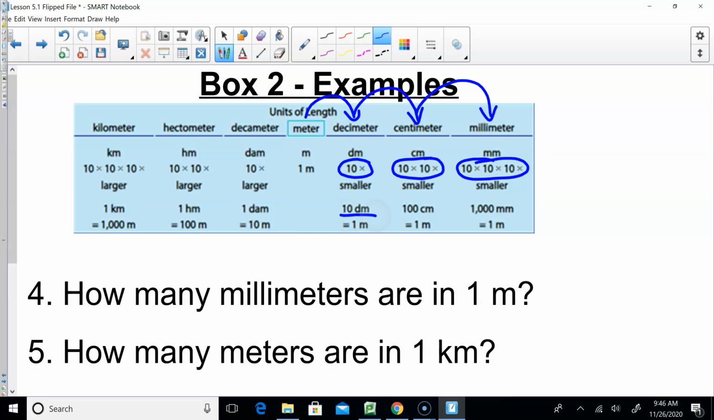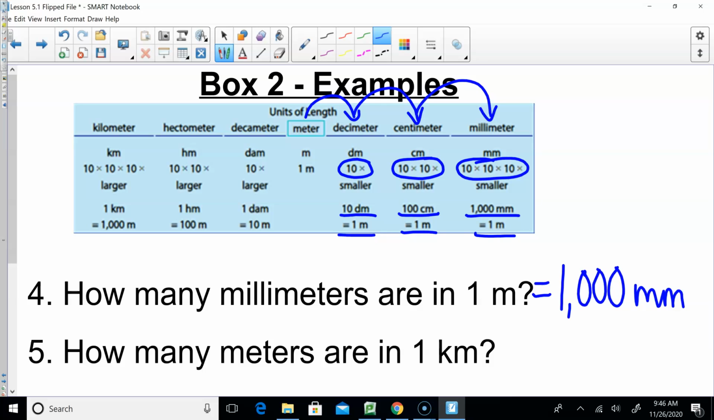So you have 10 decimeters equals 1 meter. Then you times it by 10 again, which would give you 100 centimeters equals 1 meter. And you would times it by 10 again, which would give you 1,000 millimeters equals 1 meter. So 1 meter equals 1,000 millimeters. And we're going to have a good saying to help us memorize this and help us remember the parts and how we do it all.